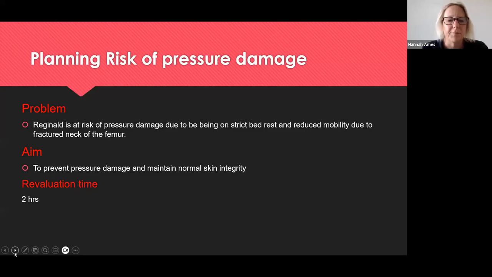So our problem would be Reginald is at risk of pressure damage due to being on strict bed rest and reduced mobility due to fractured neck of femur. Obviously, our aim is going to be to prevent pressure damage and maintain normal skin integrity. And our re-evaluation timeframe is going to be today and then every 2 hours, because that's how often we are moving that patient to assess and check for their pressure damage and skin integrity.